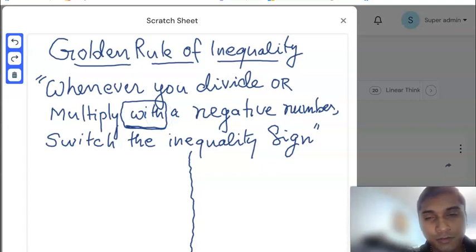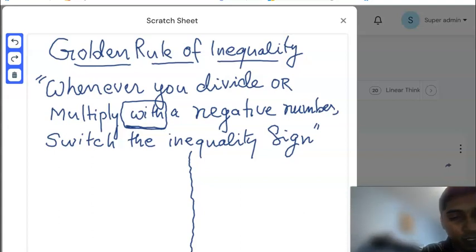Don't just do it because you saw a negative number. Whenever you divide or multiply with a negative number, not that the number there is negative, but with a negative number, you will have to switch the inequality sign. I'll give you some examples, then you will see it very easily.